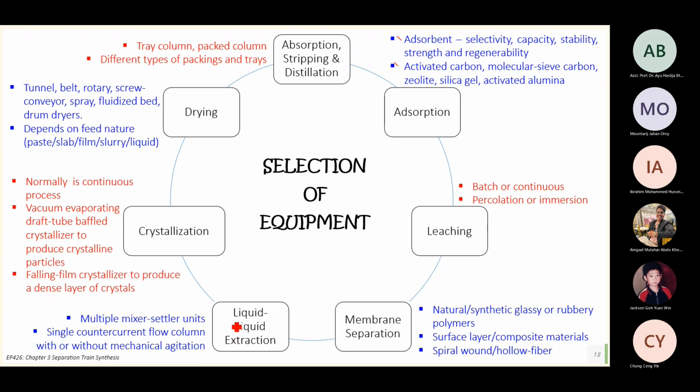Membrane, liquid-liquid extraction, crystallization, and drying. So if your separation process requires drying, there are a few options over here. You can use the fluidized bed, drum dryers, rotary drums, belt dryers. It depends on your feed and product.